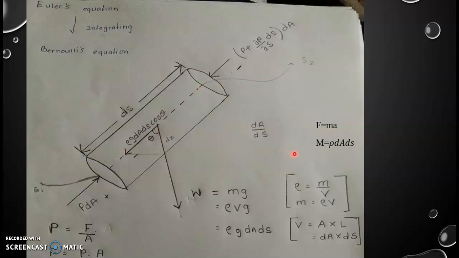So our next step is to find the value of mass. We know that the density is equal to mass per unit volume, so mass is equal to rho v. And we also know that volume is equal to area times length, that is dA times ds. So finally we can replace the value of mass as rho dA ds.